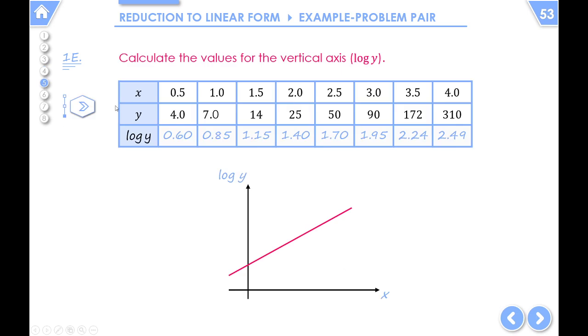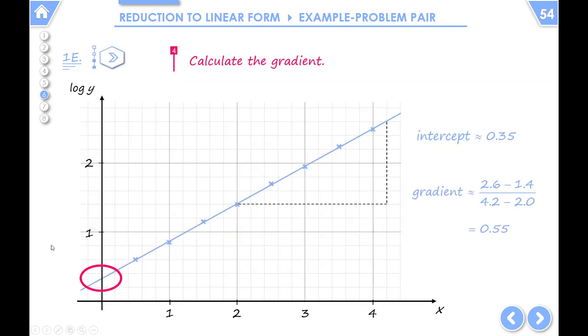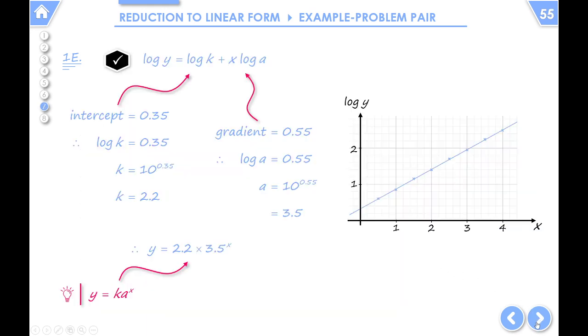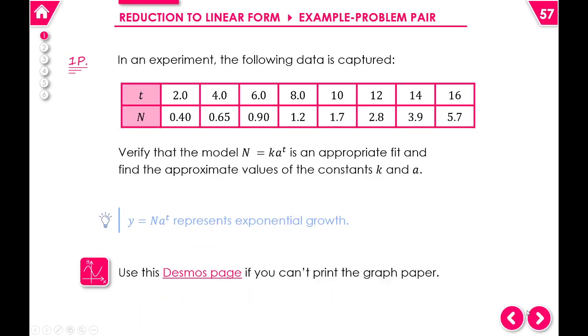So then you would move on to this step here, and you'd do log of y, you'd get your values, you'd plot them on your graph. Okay, then you'd find your gradient and your intercept. That might be another part separately again. And then once you've got your gradient and your intercept, you'd use those to find your values of, in this case, k and a.